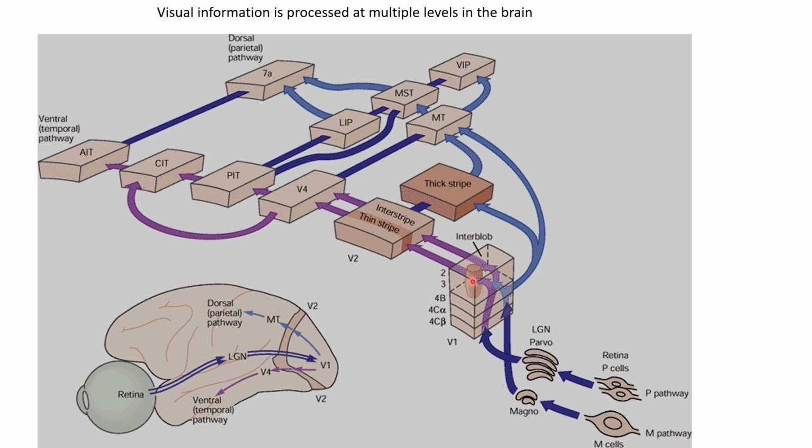V1 is a cortex, so it has multiple layers. There are some calculations happening in V1. So various kinds of contrasts are calculated. And then the information goes to higher cortical areas such as V2, V4, inferior temporal cortex, and so on. And on this side, medial temporal cortex and other areas. And at each of these areas, different features of the visual stimuli are being calculated.